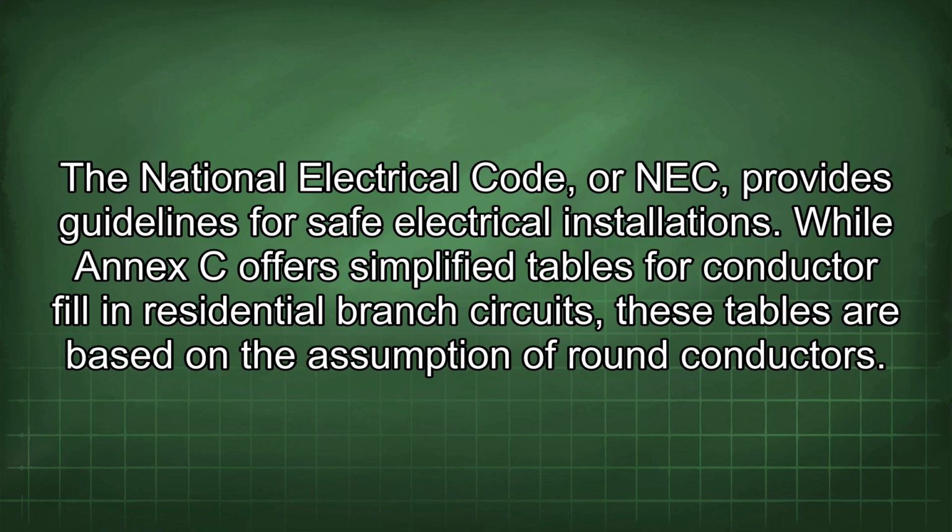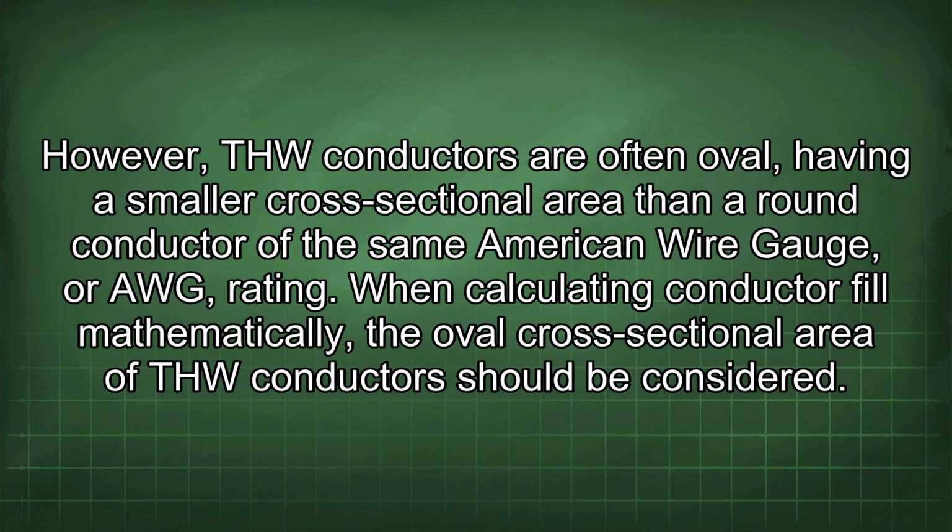The National Electrical Code, or NEC, provides guidelines for safe electrical installations. While Annex C offers simplified tables for conductor fill in residential branch circuits, these tables are based on the assumption of round conductors. However, THW conductors are often oval, having a smaller cross-sectional area than a round conductor of the same American wire gauge, or AWG, rating.